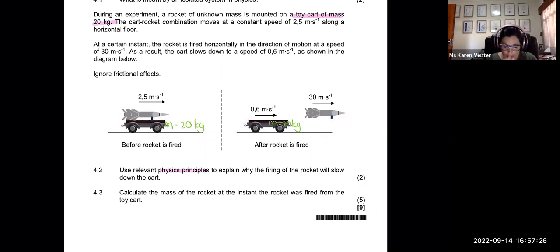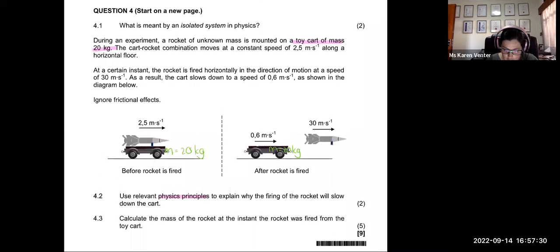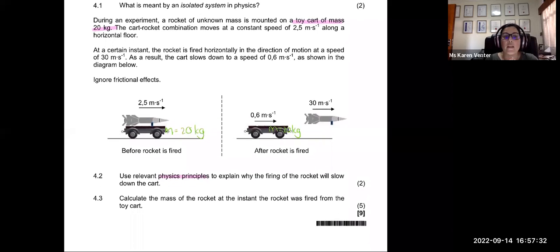The total momentum is conserved. Why? Because this is an isolated system. So the total momentum is conserved or remains constant, and clearly the momentum of the rocket increases because the speed of the rocket is much faster. So the momentum of the rocket will increase, and therefore the momentum of the toy cart will decrease. So that could be one of your reasons. Anyone else have another reason that they want to try?